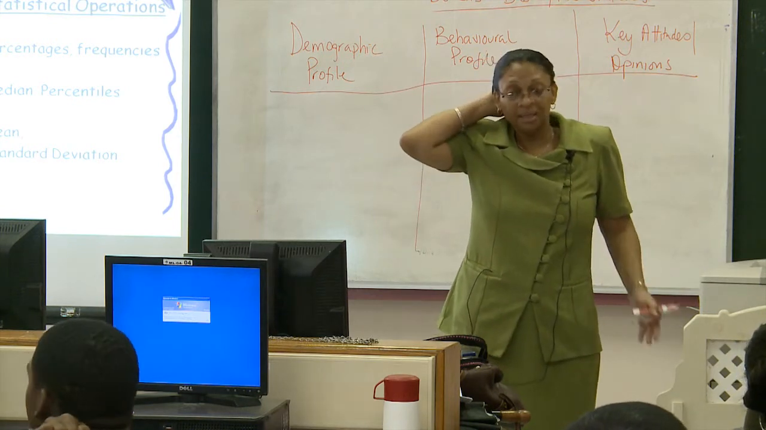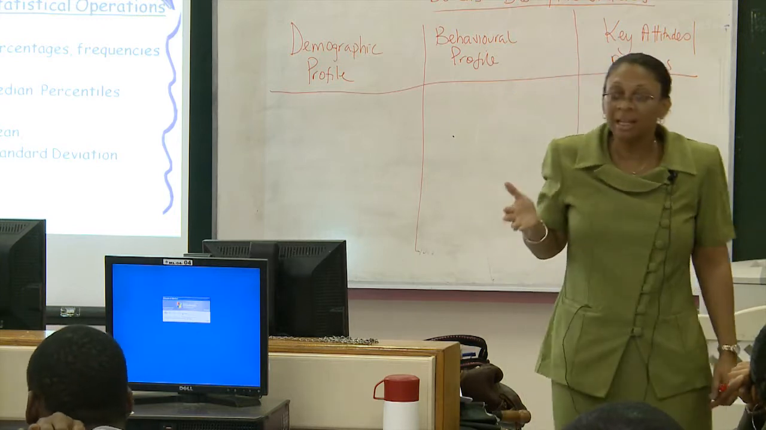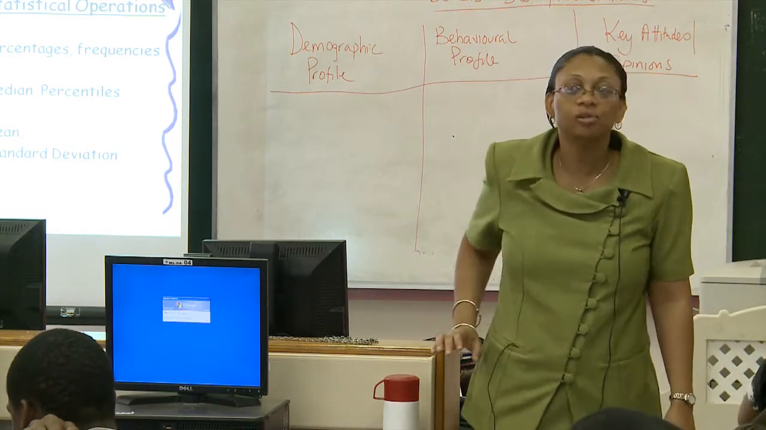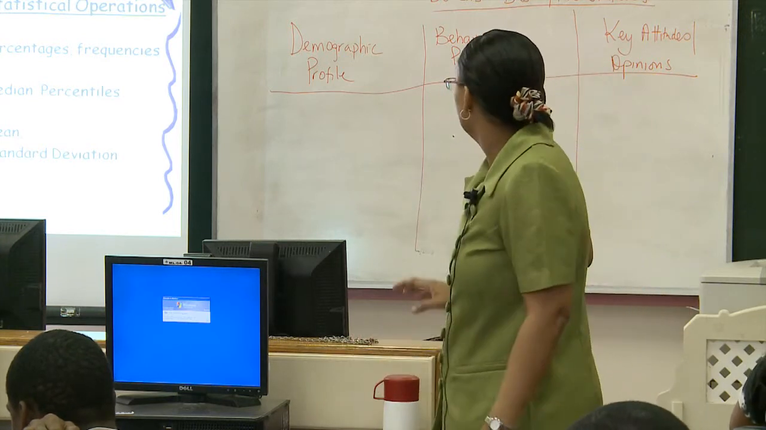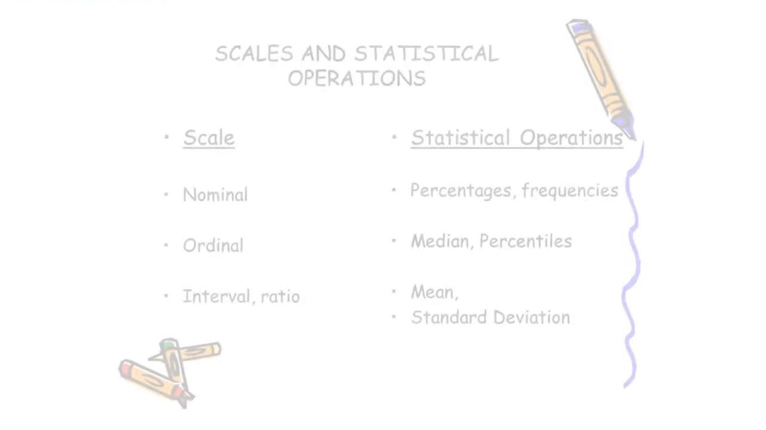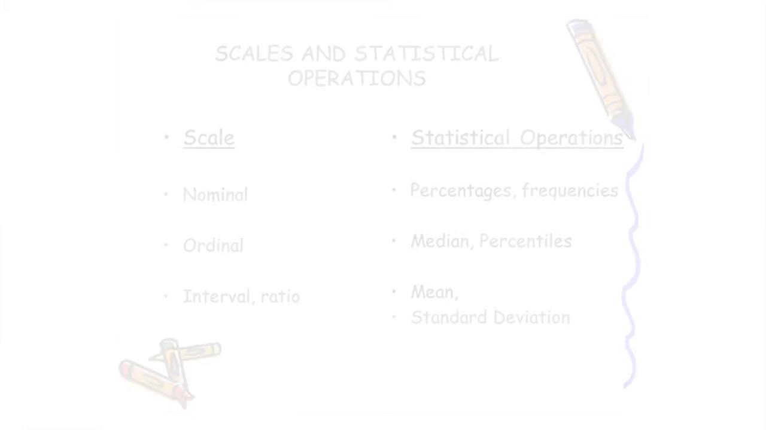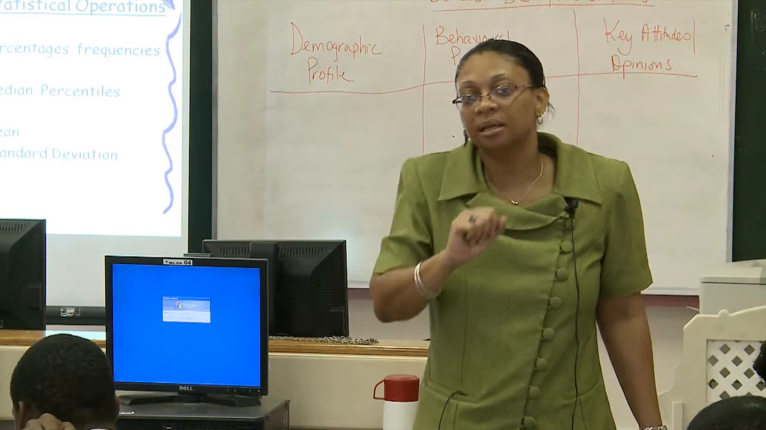Because remember, the interval scale questions assume the number line, and the ratio scale questions are on the number line. They're true numbers. So I told you, as we said here, you run a percentage or frequency for your nominal scale questions, you run a median and a percentile for ordinal, and for the interval and ratio variables, you run a mean and standard deviation. Look, it's right there. This is on your SPSS handout on e-learning.